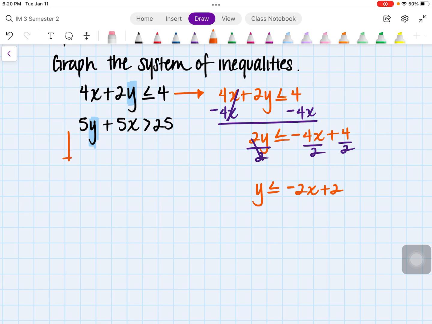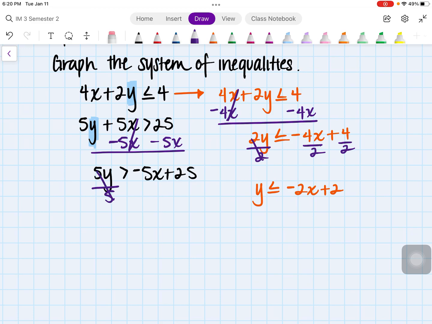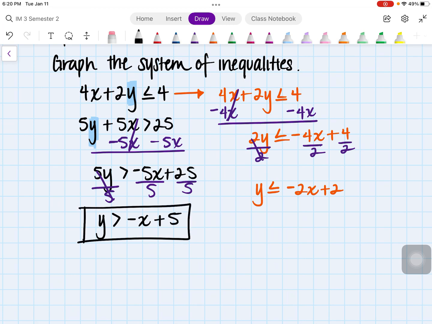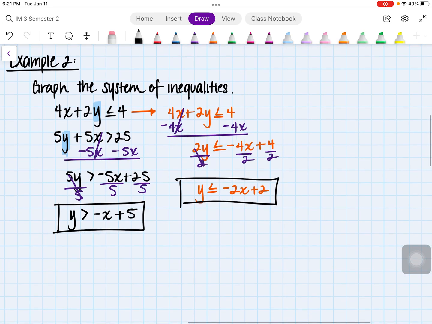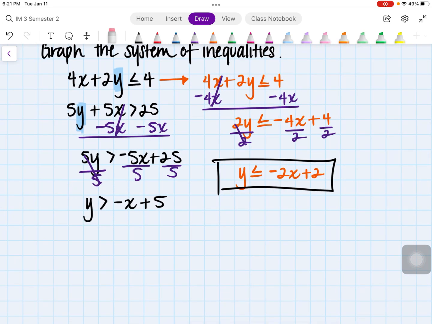All right, now let's go ahead and do the second one here. And we'll use the same colors. So in this case, I will be subtracting first the 5x from both sides. And that's going to be 5y greater than negative 5x plus 25. Final step in this case is to divide everything by 5. And we have y is greater than negative x plus 5. So we're going to be graphing these two inequalities.